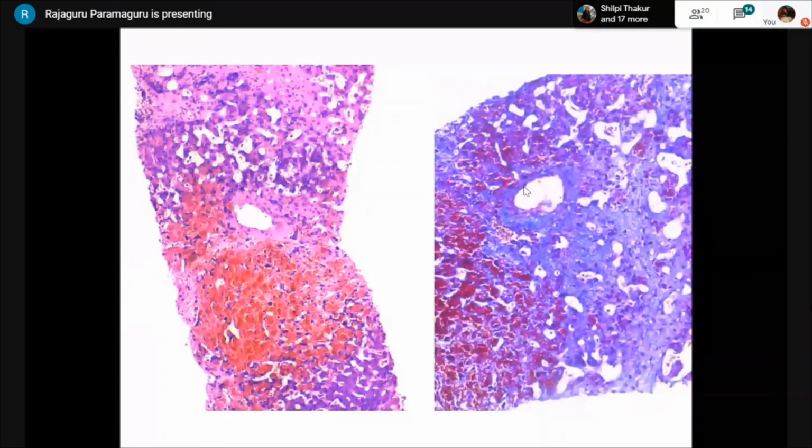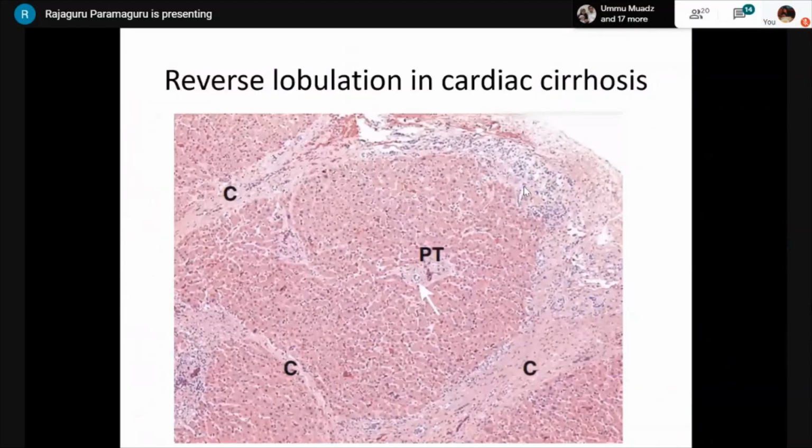Sir, acute and chronic Budd-Chiari syndrome. Exactly. So a Budd-Chiari or a chronic venous obstruction can result in this. So the next type of fibrosis, that is what I've just shown you there, and it can happen that in a cardiac cirrhosis, reverse lobulation can happen.